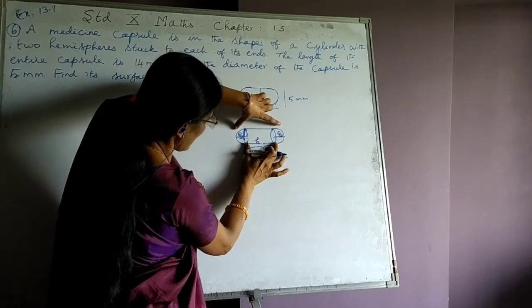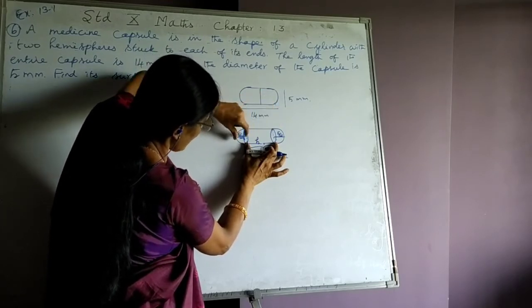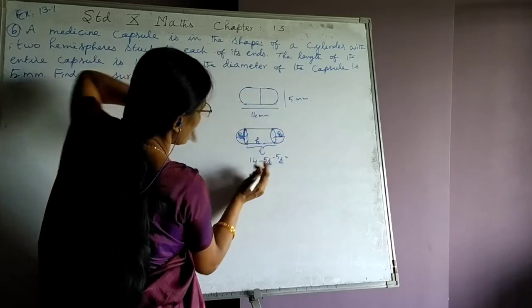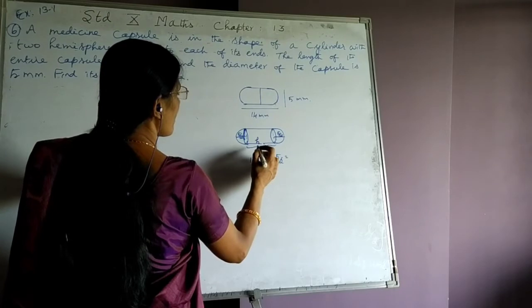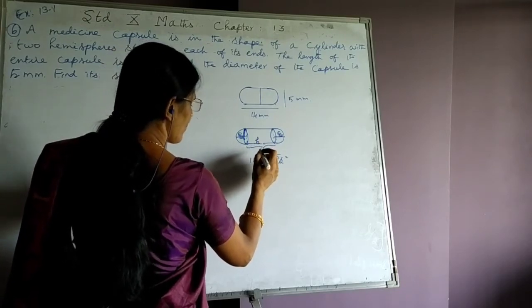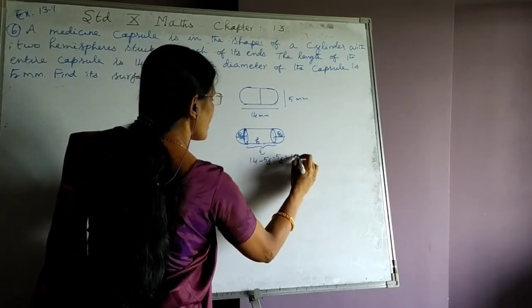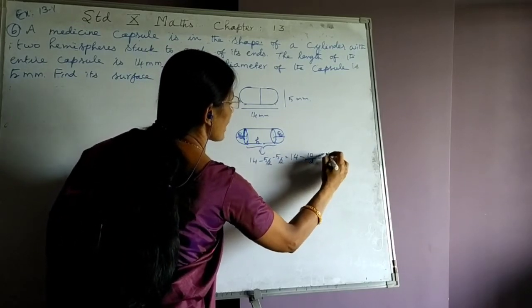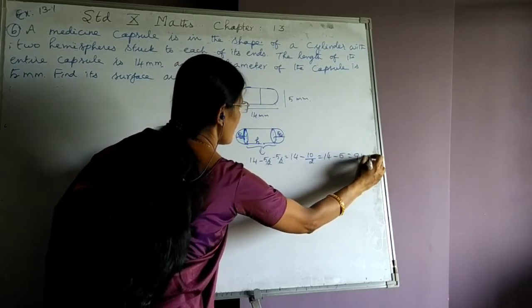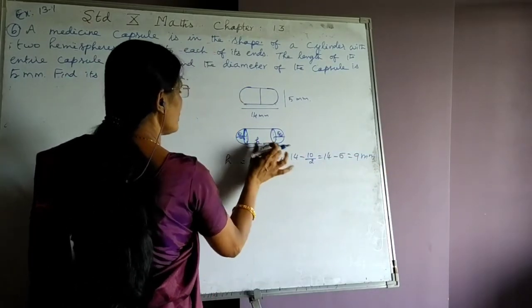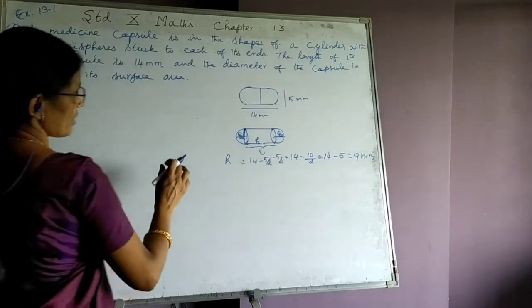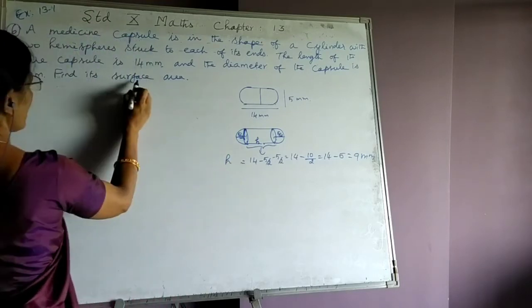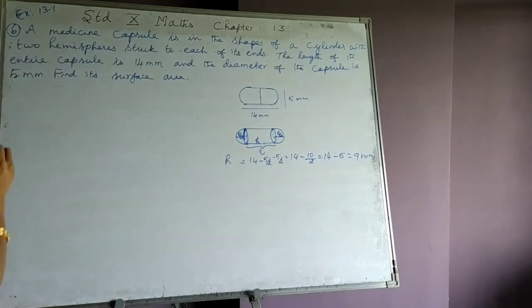It is from the total length. If we subtract the radius of this hemisphere and subtract the radius of this hemisphere also, the remaining length becomes what? It becomes the height of the cylinder. Therefore, this becomes 14 minus 10 upon 2, 14 minus 5, which is 9 millimeter, the height of the cylinder. So we got the height of the cylinder and the radius of the hemisphere. Now we can find out the surface area of the capsule.